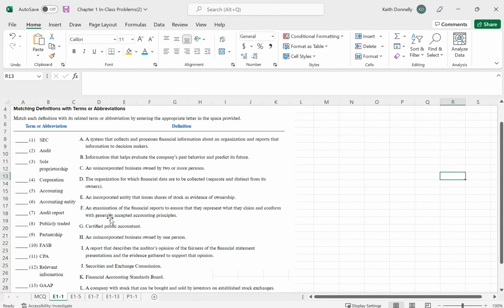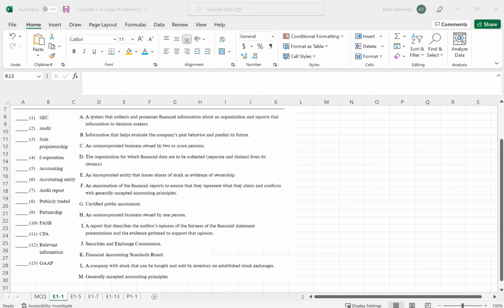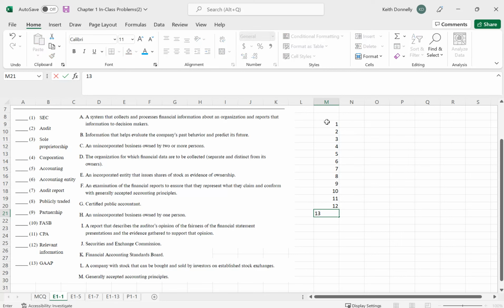So lastly here, we'll go through this matching. I can tell you it. One, the SEC. So if I were to just do 1, 2, 3, 4, 5, 6, 7, 8. One here is going to be J, right? The SEC, that's the Securities and Exchange Commission. 2 is going to be F, right? An audit is where you examine the financial reports to make sure that they conform with GAAP.